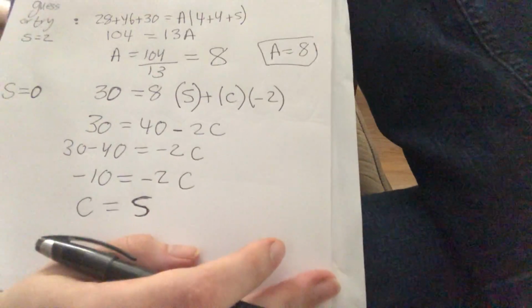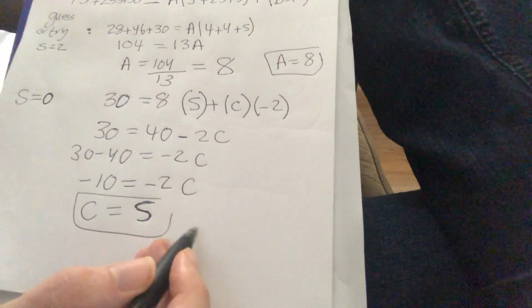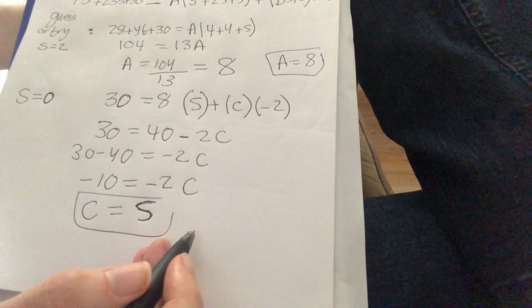So now at this point, I have the value of a and c, but I can't really, there are no other numbers that cancel anything. I can try any easy number. So I'm going to try 1.